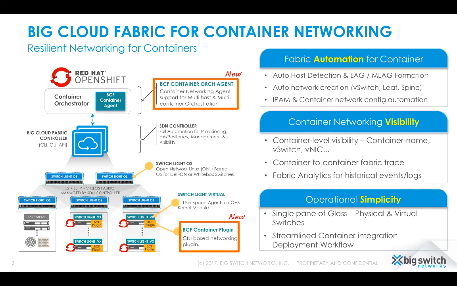To summarize, Big Cloud Fabric simplifies the Red Hat OpenShift container networking solution, which is easy to deploy and manage, and provides network administrators seamless container networking automation and a consistent view of their entire networking environment.